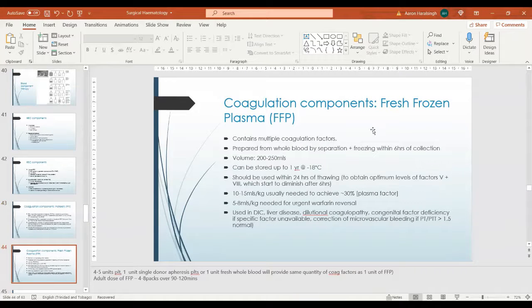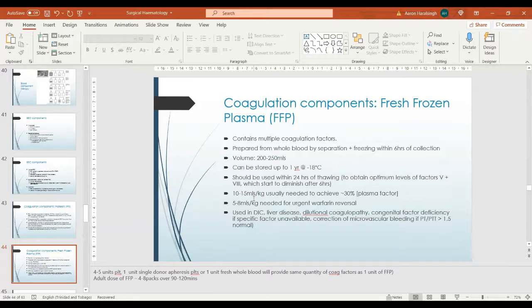Then we have FFP. And FFP contains multiple coagulation factors, and it's prepared from whole blood by separating it and freezing it within about 6 hours of collection. They come in volumes of about 200 to 250 mils and can be stored for a very long time, up to a year at negative 18 degrees Celsius. They should be used within 24 hours of being thawed in order to obtain the optimum levels of factor 5 and factor 8, because those start to diminish after about 6 hours.